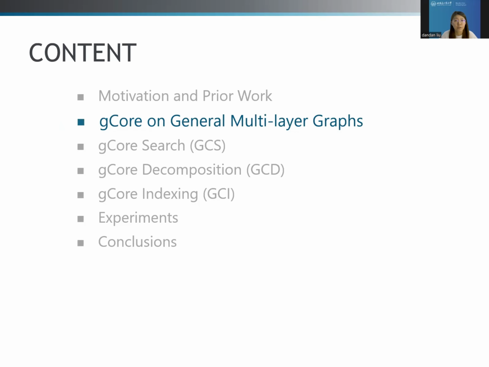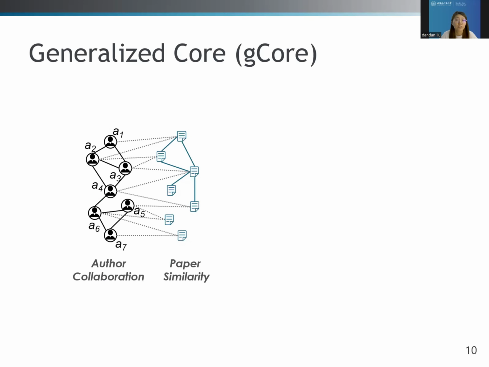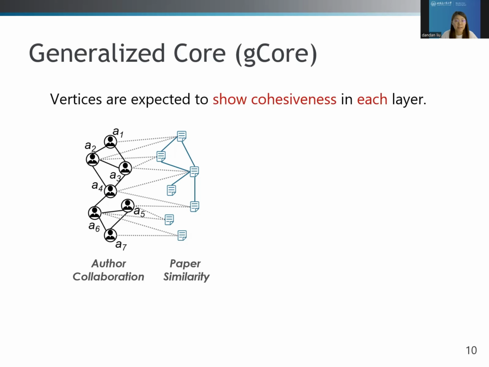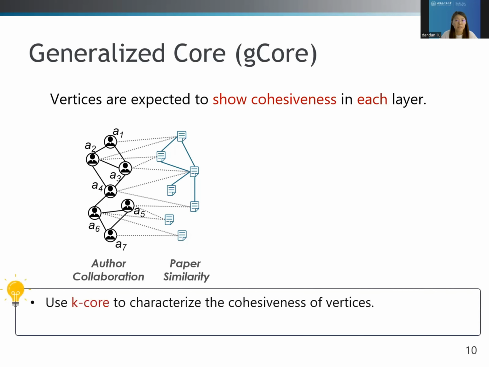Now, let me introduce our G-core model. To ensure reliable cohesive subgraphs, vertices are expected to show cohesiveness in each layer. To mirror this, we employ the simple yet effective K-core model. For example, both authors in Q and papers in C form a two-core, with each vertex having a degree of at least 2. Now, here's a challenge.